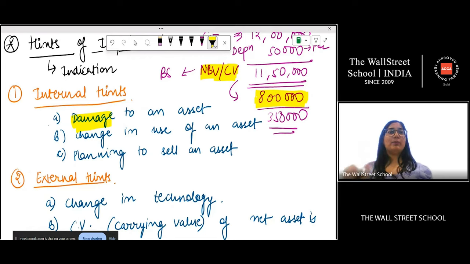In exams, you'll never be asked to bifurcate between an internal or external indicator ever. It's just for your understanding's sake that I am explaining that to you, okay?